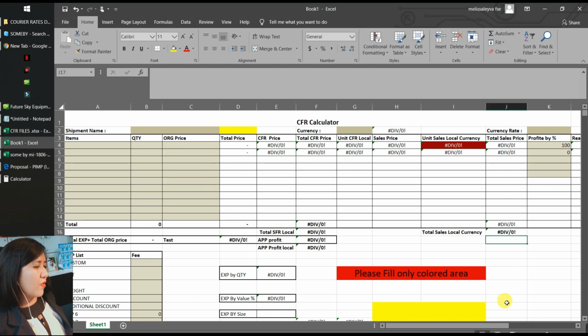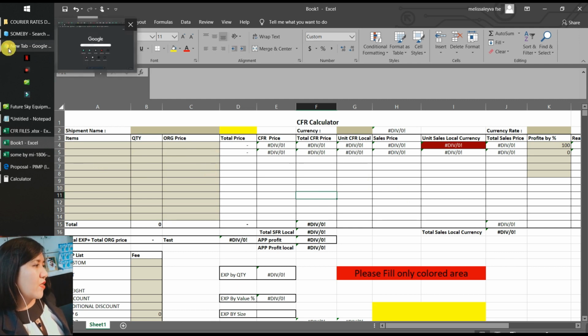This CFR file will let you calculate what should be your selling price after you enter all the expenses and fees or cost of the item. So let's go ahead and check. I'll give you one sample.